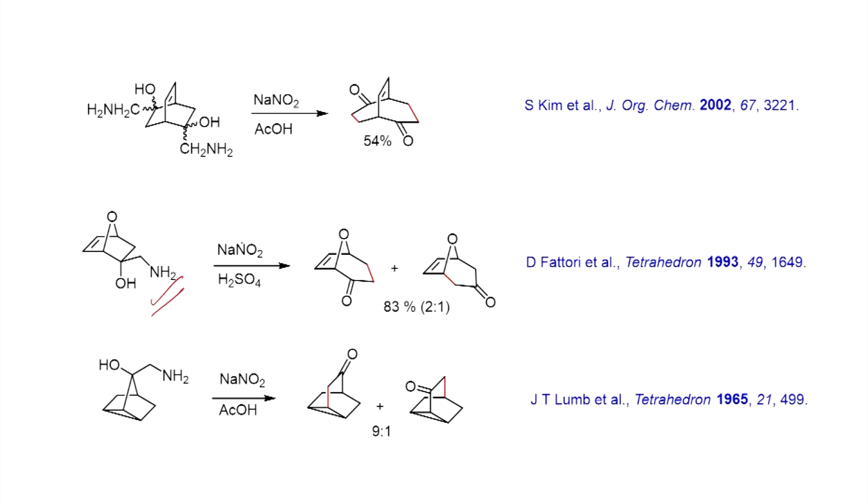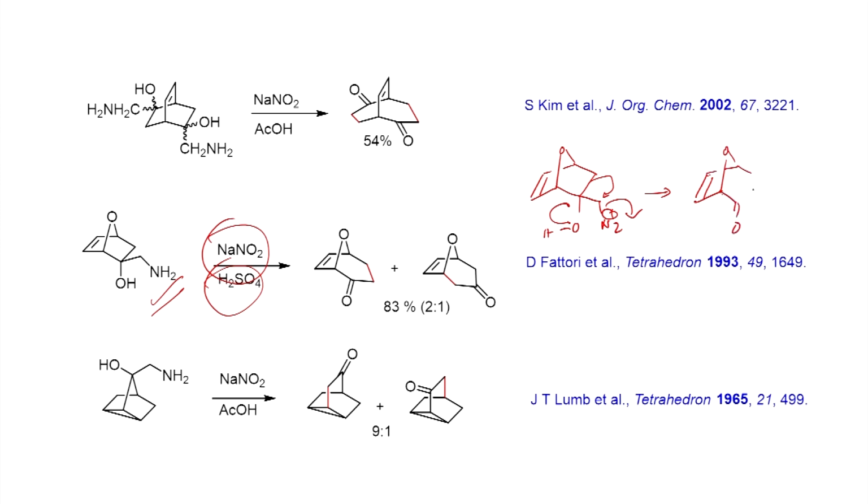Now let us look at this example. As we have seen, you can react with sodium nitrite in the presence of sulfuric acid, and you will be able to form the corresponding diazonium salt, which can rearrange, and you will be able to form this bicyclic ketone as a major product.